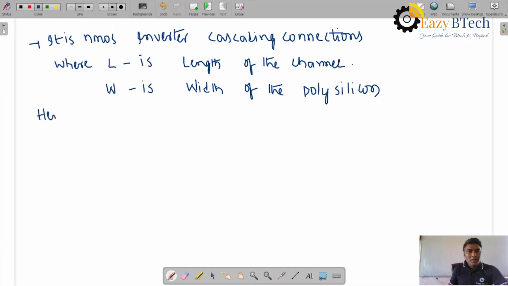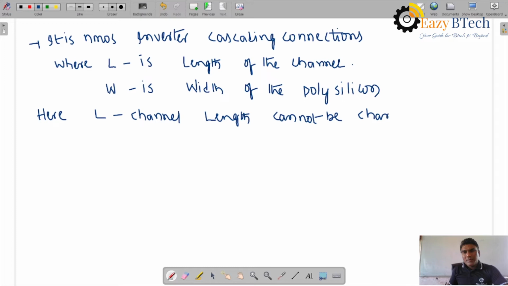Here the length of the channel cannot be changed. It is a fixed feature size. It is a fixed size according to design.